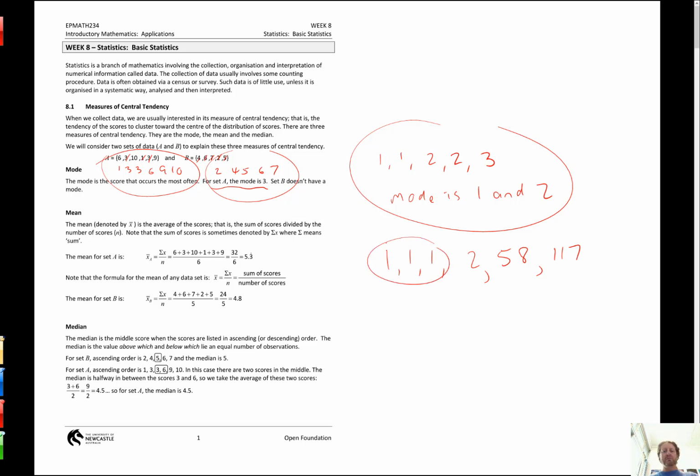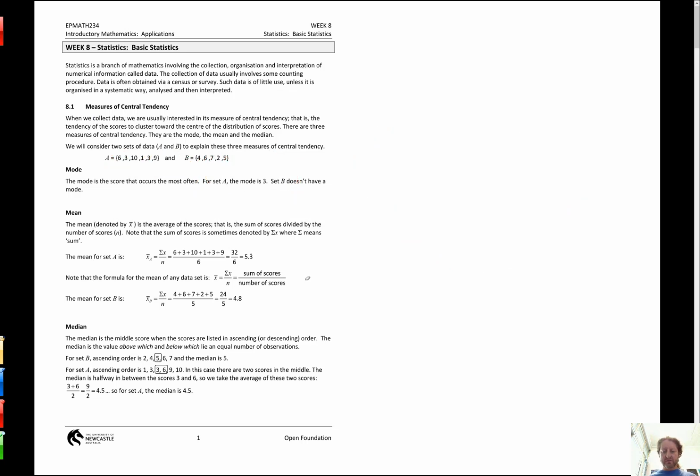All right, mean's the most common measure of central tendency because mean and average are exactly the same thing, and we've all used the term average, I think, in whatever context in real life. I'll just delete this. Control A, delete. So how do we work out the mean? Well, same way we worked out the average. We add them all up and divide by the number of scores.